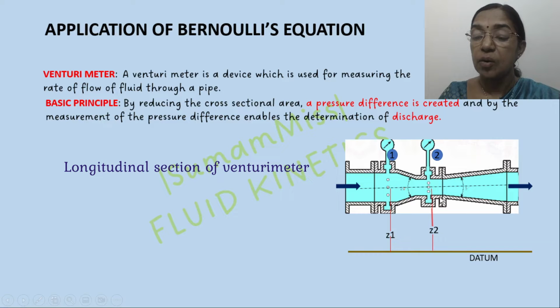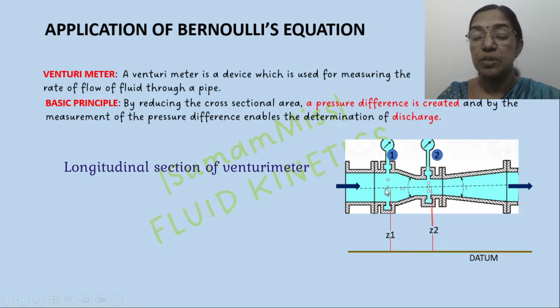This cylindrical throat has a length equal to the diameter of the throat, and the degree of divergence here is equal to 5 to 7 degrees. So compared to the length of the divergent cone, the convergent cone is shorter.